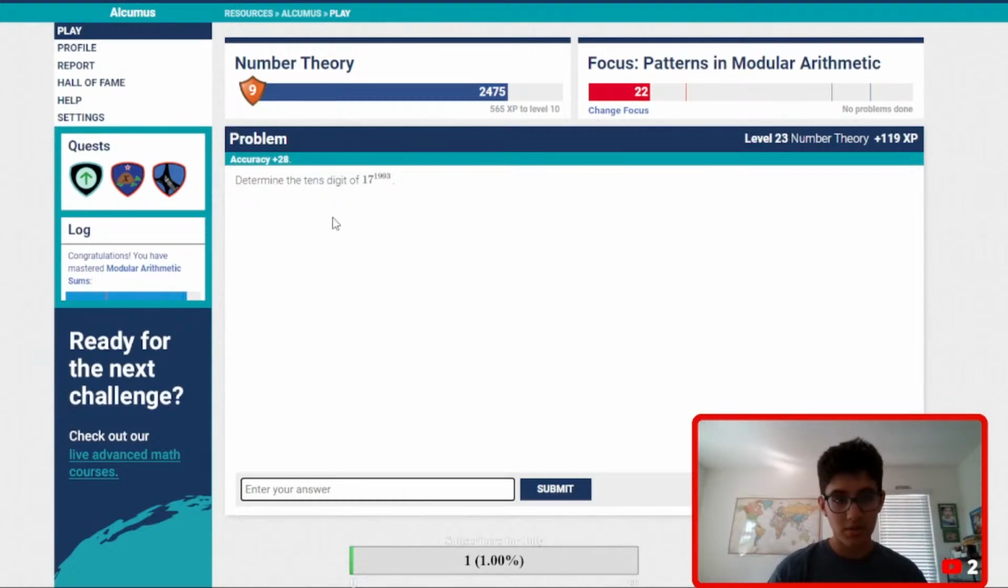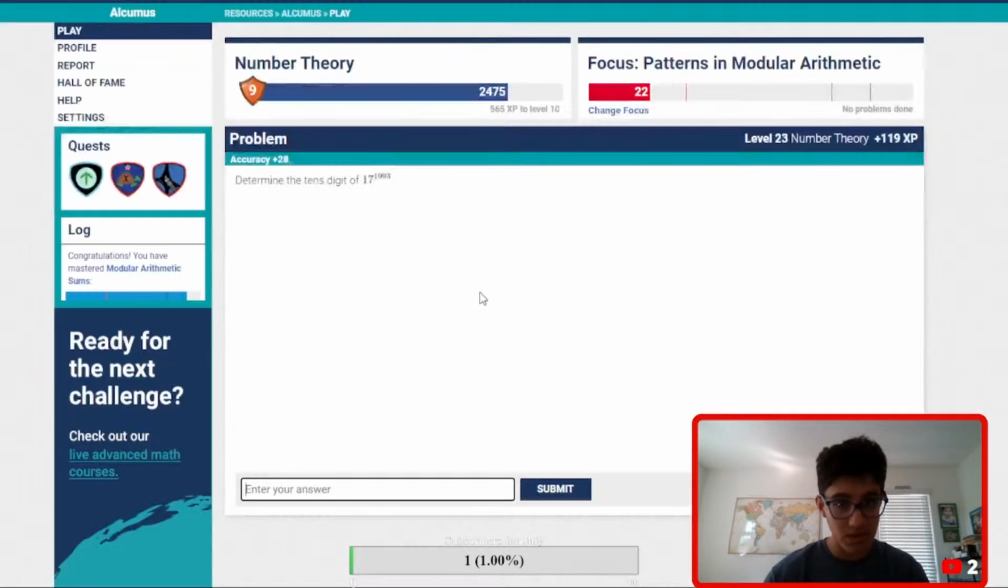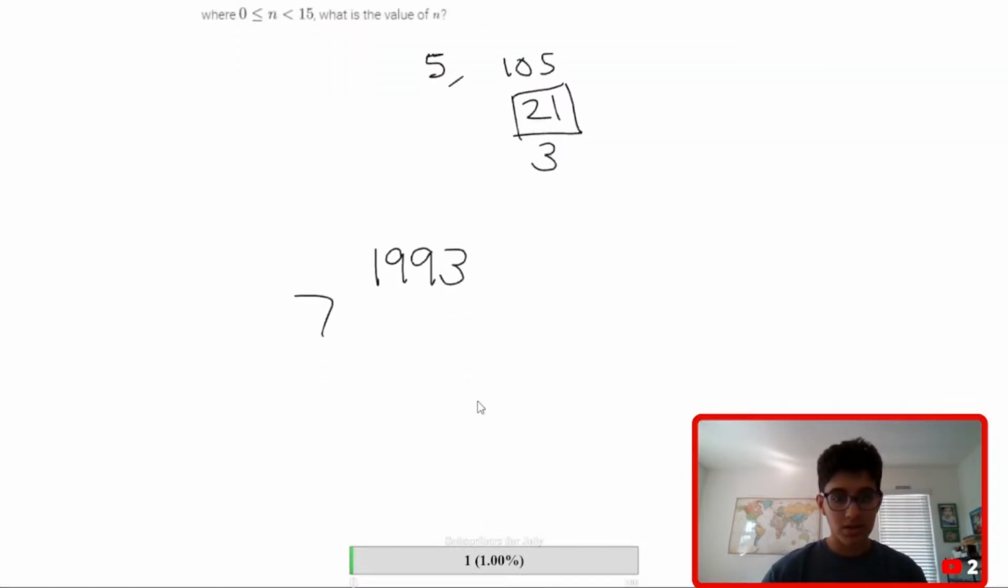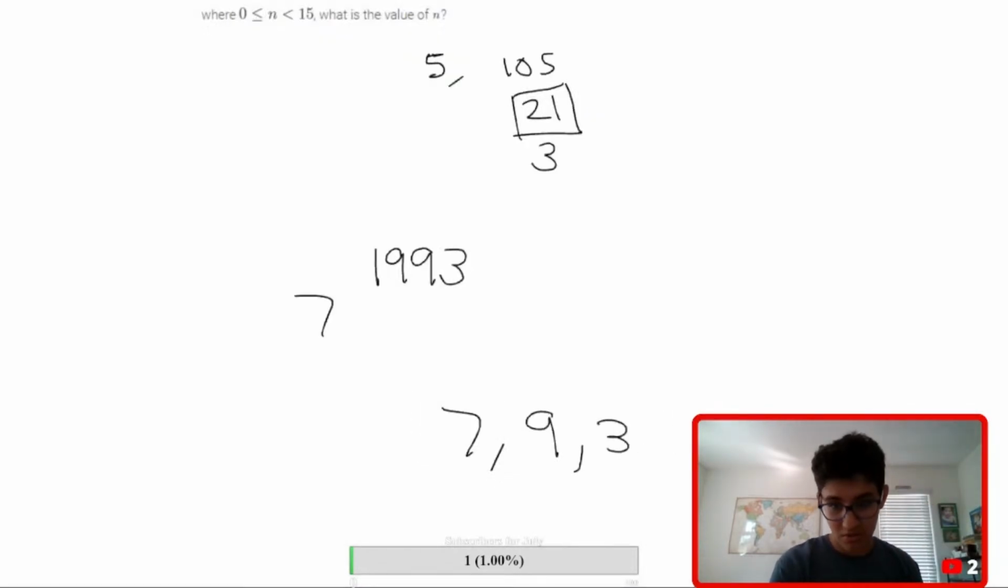Patterns in modular arithmetic. Tens digit of 17 to the 1993rd. 17. So basically just 7 to the 19. Wait, is that correct? Yeah. So what is it? It's 7, 9, 3, and then 1. So 1992 will be there. 1993 will be 7. Let me know if the tens digit. Okay. Sorry, I got a bit too overconfident there. But yeah, you're right. So 7.